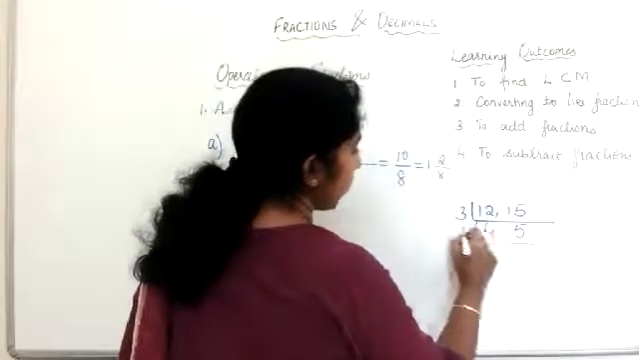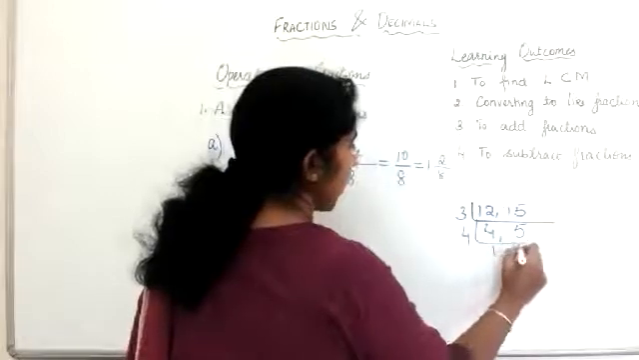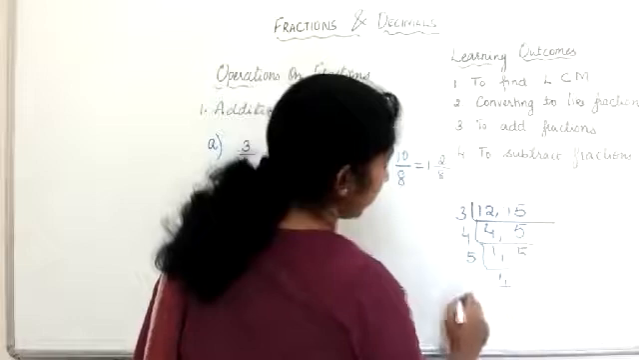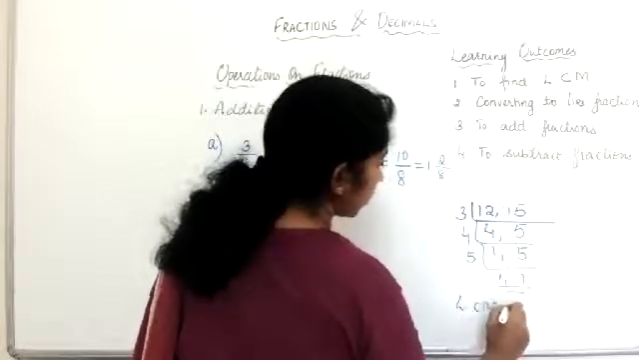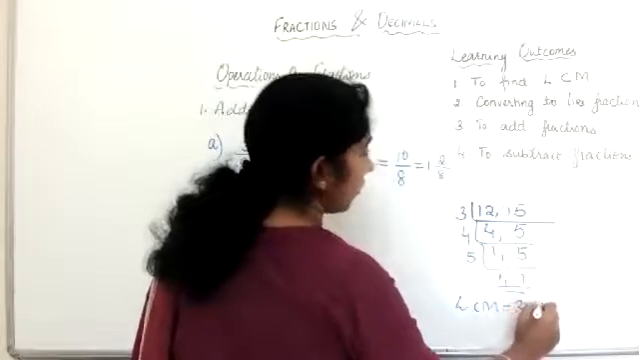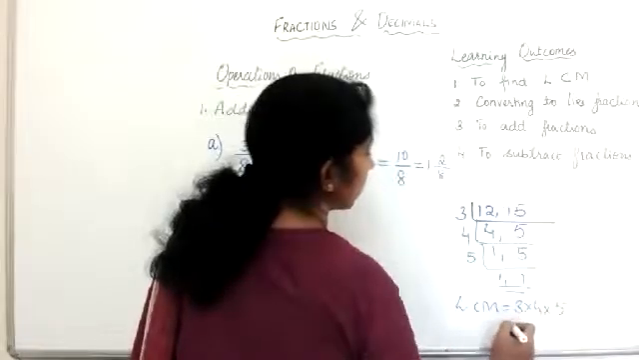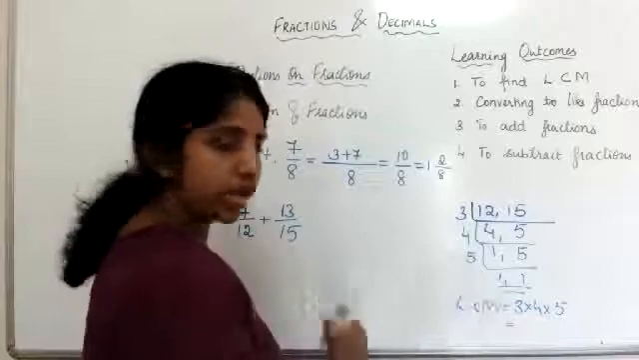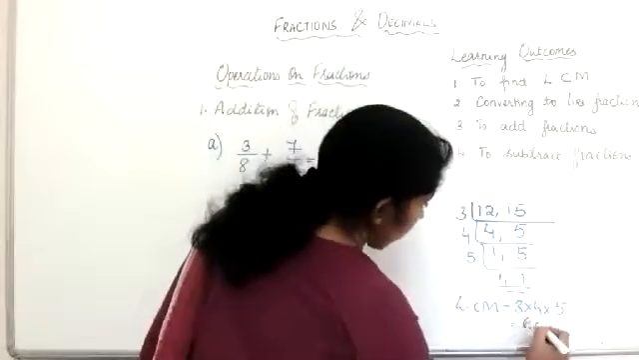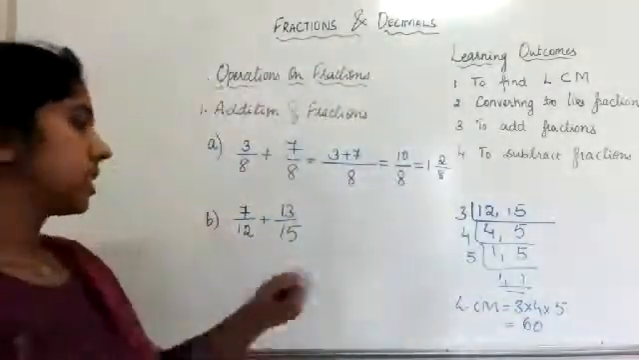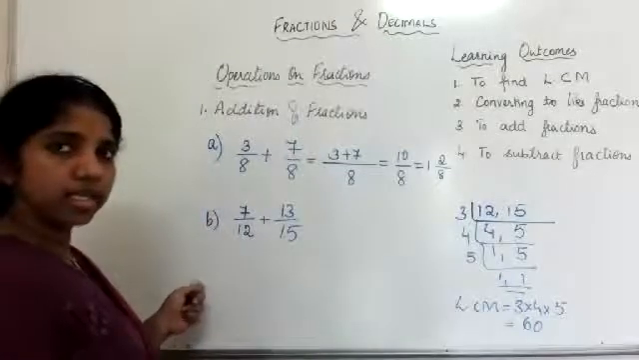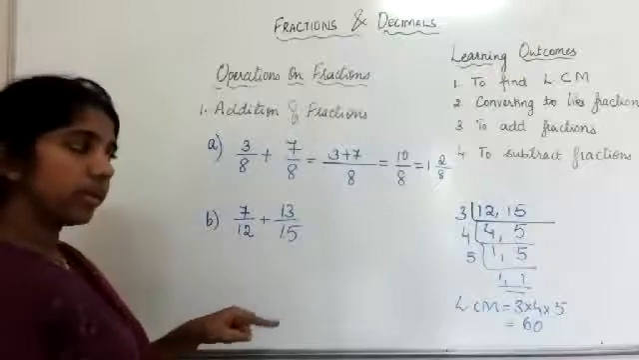Then 4 1s are 4 and 5 1s are 5. Therefore, what is the LCM you got here? 3 into 4 into 5, so it is 60. 4 into 3 is 12, 12 5s are 60. Yes, 60 is your LCM.